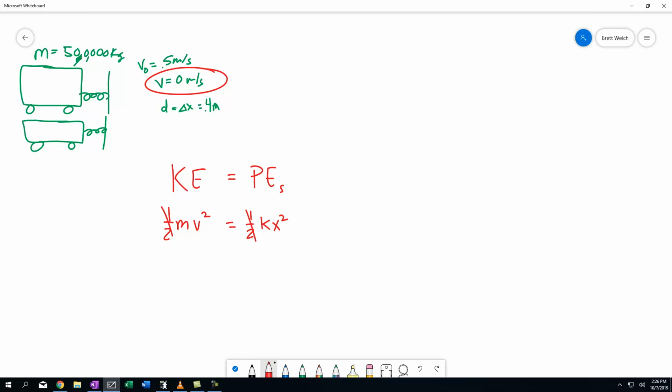A couple things. The 1/2s don't matter because they're identical, so we could multiply by 2 and both of them get wiped out. The m, of course, is 500,000 times the velocity, which was 0.5, and we'll square that. The stiffness constant is what we're after, K. And we know that the spring will compress, or change length, by 0.4 meters, and that gets squared. So dividing off the 0.4 squared should be everything that we need to do to get K alone.